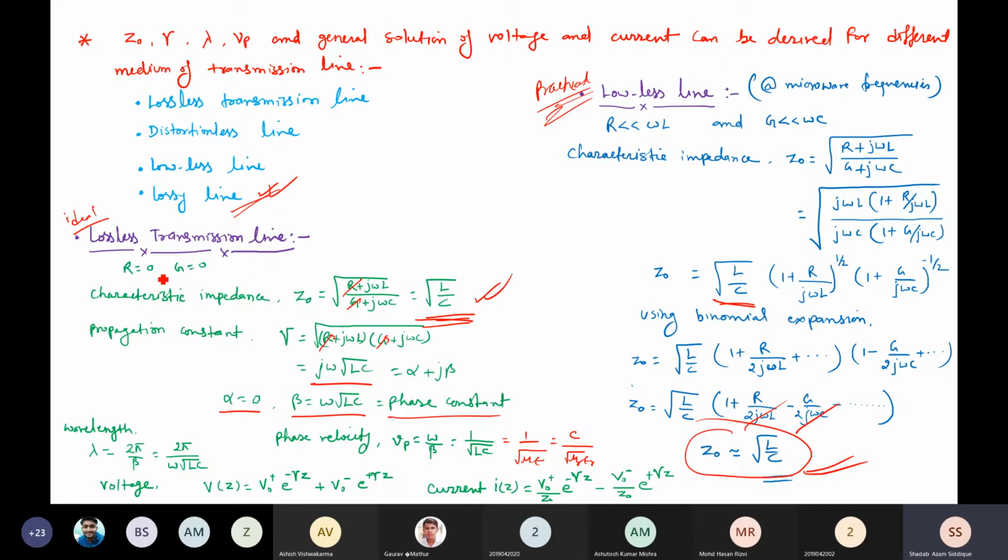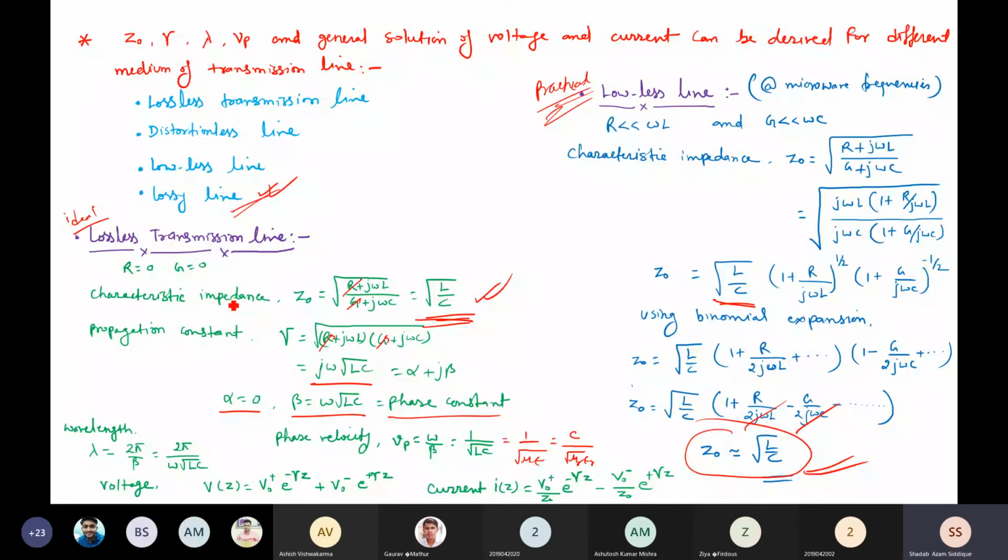For the lossless line, there is no loss at all, so alpha should be equal to zero, meaning there is no attenuation at all. That means the resistive loss R and the leakage loss G should both be equal to zero. For the low-loss line, R should be much less than omega L, very insignificant. Resistance and conductance should be very small. We applied these conditions and found the different characteristics of the transmission line.